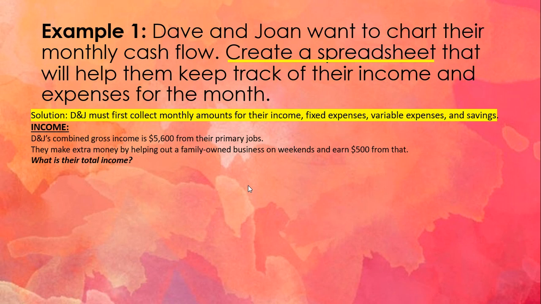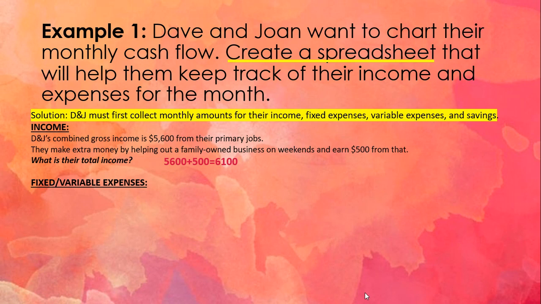So my question to you is, what is their total, I guess I should say, monthly income? Well, it's just going to take their primary jobs plus their secondary jobs, 5,600 plus 500, that gives us 6,100. So that is something we're going to need to calculate in our spreadsheet. We don't want to do this by hand and type in this number 6,100 in case this amount ever fluctuates. And I'll show you how to do that in a minute.